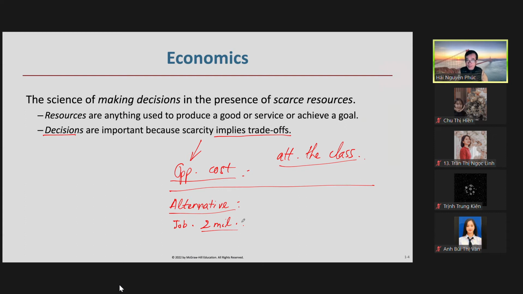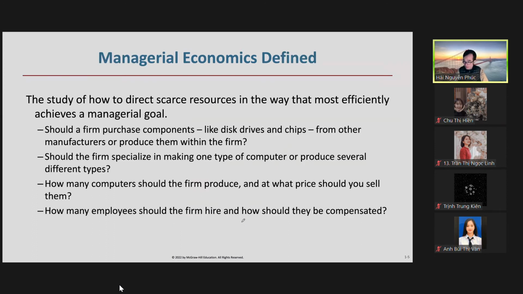So what do we mean? We mean that in making decisions, we always have to trade off. We have to give up something when we choose something, right? So based on this, here are some examples of the decisions to be made when we talk about managerial economics.